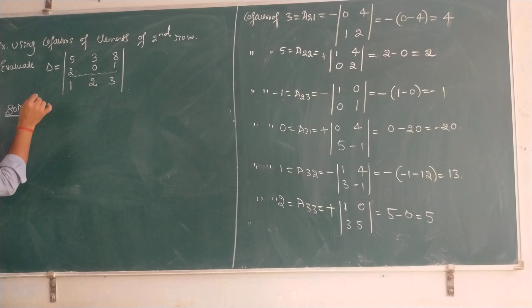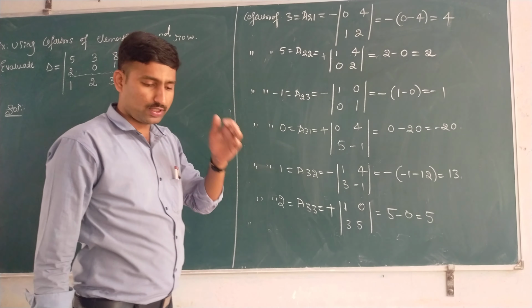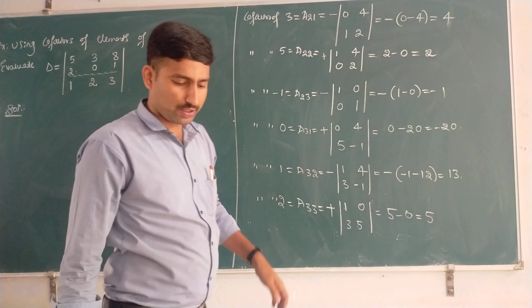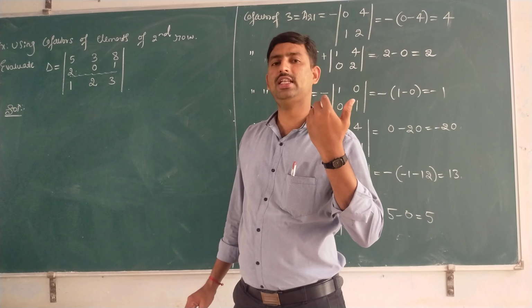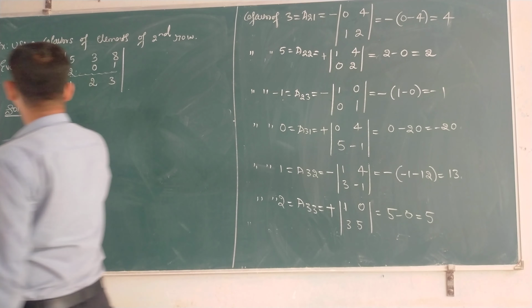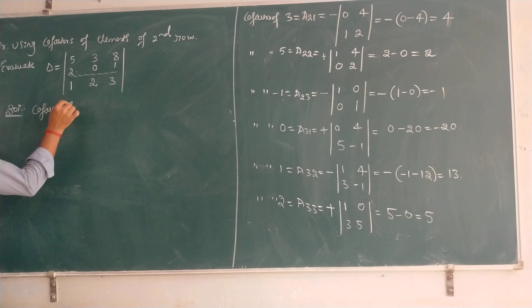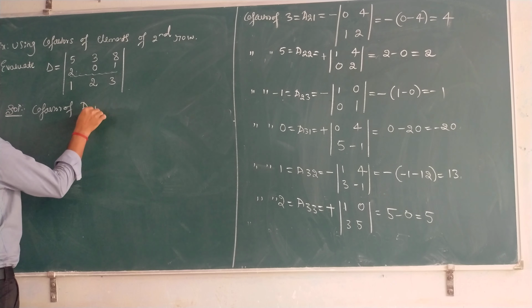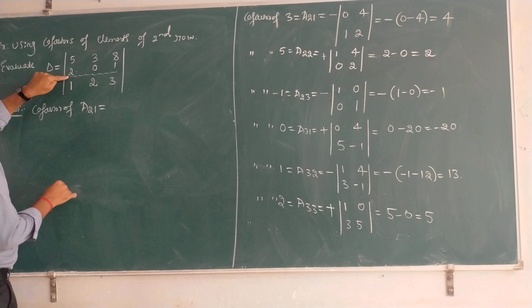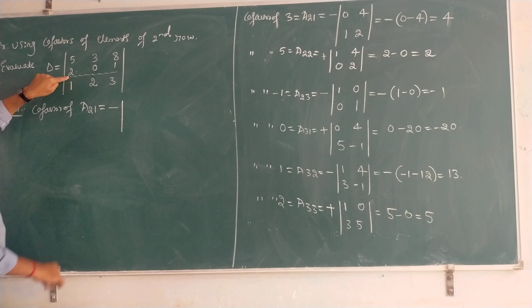What is our job? First, our job is to find the cofactor. Before that we have to find the minor, or you can immediately find the value of the cofactor. Then cofactor of a21 is equal to plus or minus, depending on the place. This row and column we have to eliminate.